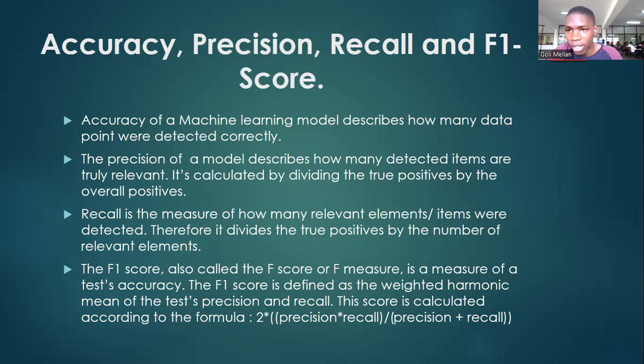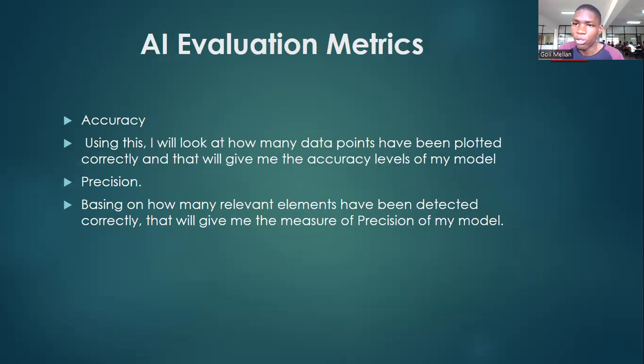Then the F1 score is a measure combining precision and recall, as we shall see in later videos. So basically, those are the AI evaluation metrics. In this project, I'm going to basically use accuracy and precision, and we'll be able to judge our model after it has been developed.